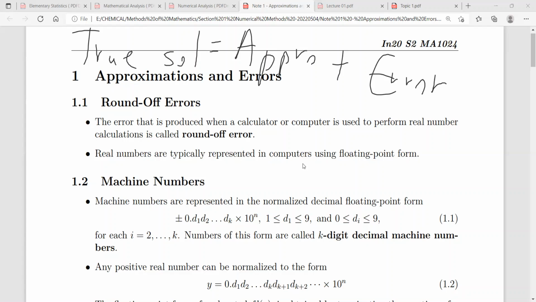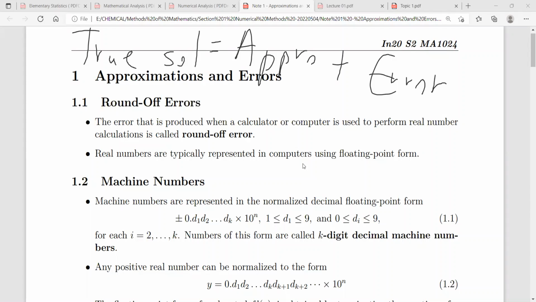The error is of two types. One type is round off error, and the other type is truncation error. First day madam only discussed round off errors, and I think today madam decided to discuss truncation errors if we had lectures. So we only discussed round off errors.